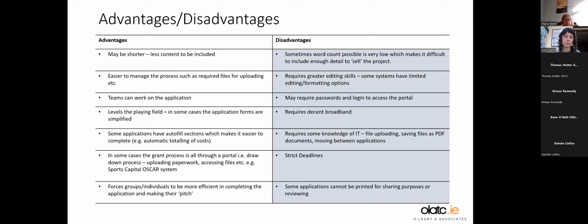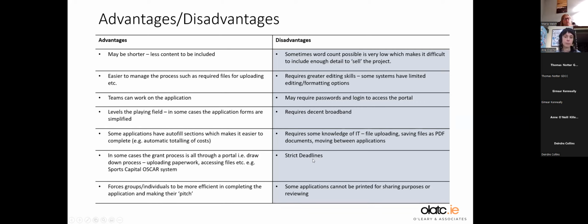So there's an issue. It does require some sort of, I suppose, knowledge of IT. Now, you don't have to be a software wizard or a computer programmer or developer to do this stuff, but it does require some level of technical ability, where file uploading, saving files as PDF documents, and moving back and forth between applications is very straightforward. But if you're not used to using computers, that can be a bit of a nightmare for you. Typically, you're trying to find someone that can do it. But again, some people are just better than others, and more comfortable using the online application and the formats.